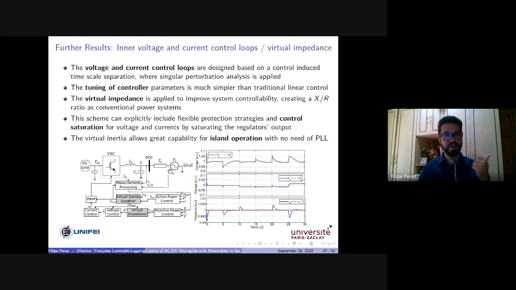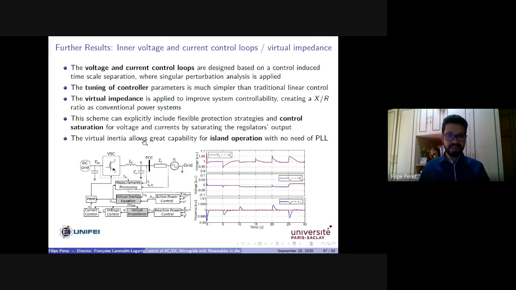So here, the voltage and current control loops are designed via the control-induced time scale separation, also creating the singular perturbation condition. And in this case, the tuning of the controller parameters is much simpler than the linear control. And the virtual impedance can improve the system controllability, creating an X/R ratio conventional to power systems. So in this scheme, we can explicitly include the protection and the saturations of the system.